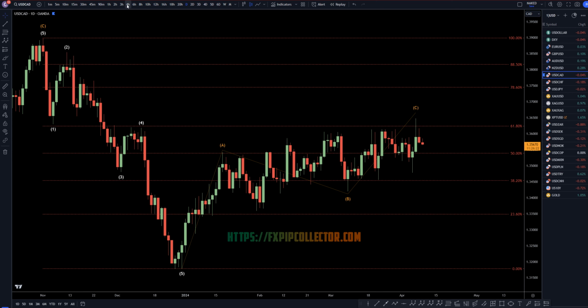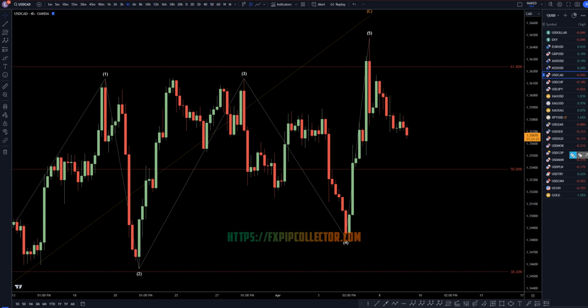So heading down to the 4 hour time frame. On the 4 hour time frame, I mean, technically you probably should still be looking for longs. I mean, this move down right here could still be a correction to this move up. It may actually make one more attempt up.